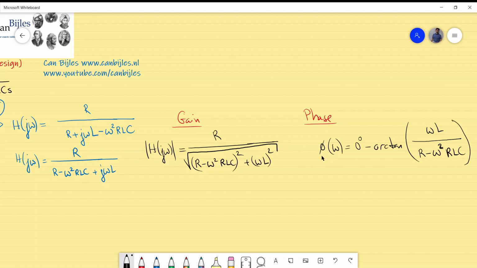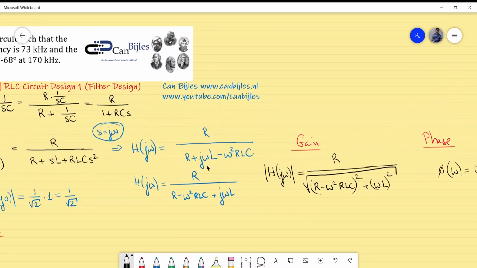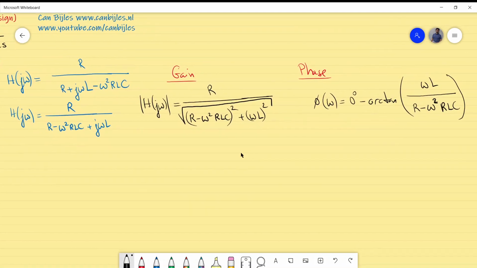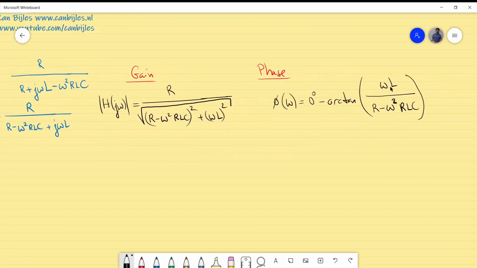Okay, what do we do next? We know what the R is, which is 1000, and we can already substitute that. We know what our cutoff frequency is, which is given. We know what our phase is at a specific frequency. All of them can be used to determine the required values for the inductor and the capacitor. As you can see, we have two equations and two unknowns. Why? Because the omega is known for specific conditions, and the R is known for all conditions. So you can already use that.